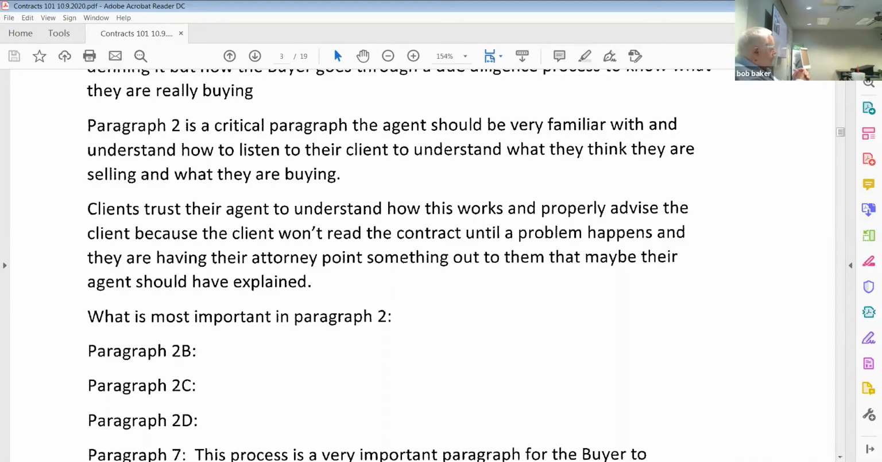Now, sometimes there's too much to go in 2D. You can go to an exhibit if the seller is excluding a whole ton of things. There's no limitation. As long as it doesn't affect the structural integrity of the property, the seller can exclude anything. I mean, literally anything. But you need to have an understanding of what's going on in paragraph 2, because your client's not going to read it until a problem hits. So you want to deal with that.